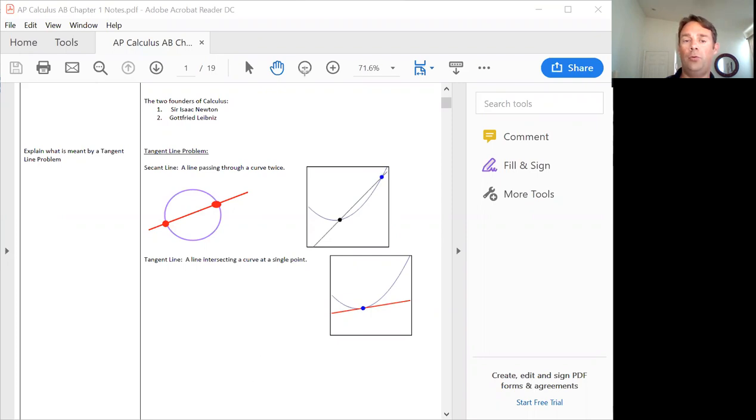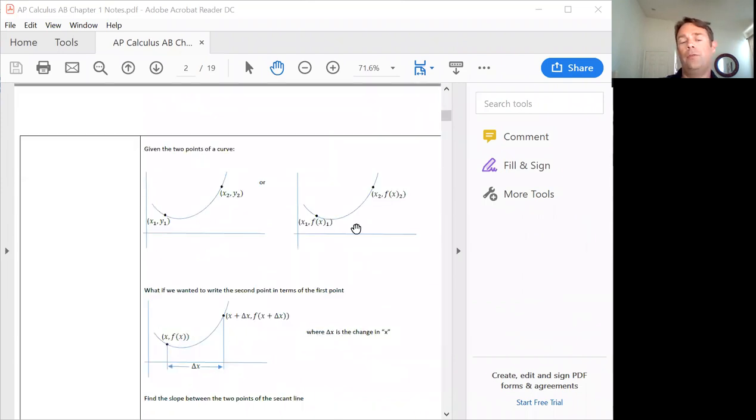If you think back to when we talked about circles before, a tangent line intersects that circle at 1 point. It doesn't go all the way through; it's just 1 point where it actually hits and connects the dots a little bit. So secants go through 2 points, tangent lines go through 1 point.